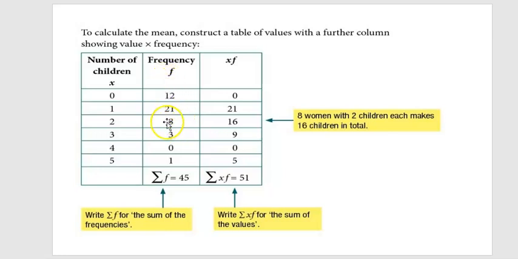And now we sum up these values. We add the frequencies together, 21 plus 12 plus 8 plus 3 plus 0 plus 1. You will get a total of 45. And then we take the total of f of x, or x of f. That will give us 51. So we have 45 and 51. 45 is the summation of f, the sum of the frequencies, and 51 is the summation of x of f, the sum of all the values. Remember, 8 women with 2 children each make 16 children in total. That is what that means.